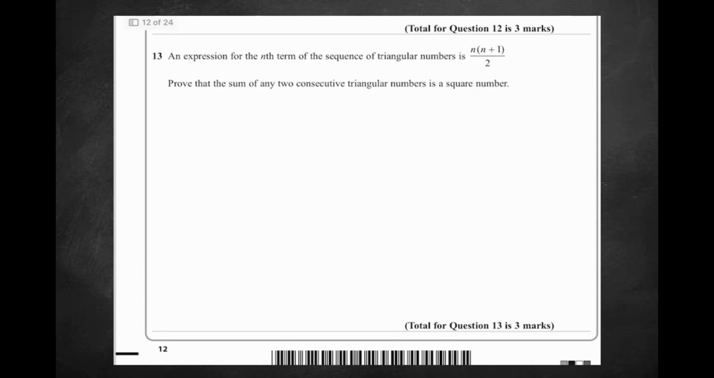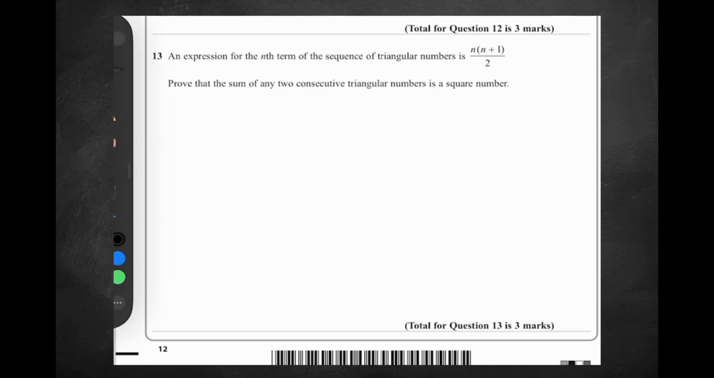Question 13. An expression for the nth term of a sequence of triangular numbers is n times n plus 1 over 2. Prove that the sum of any 2 consecutive triangle numbers is a square number. So let's take the nth term and the nth plus 1 term, and we're going to say n times n plus 1 over 2 plus n plus 1, so replacing n with n plus 1, multiplied by n plus 2, over 2.